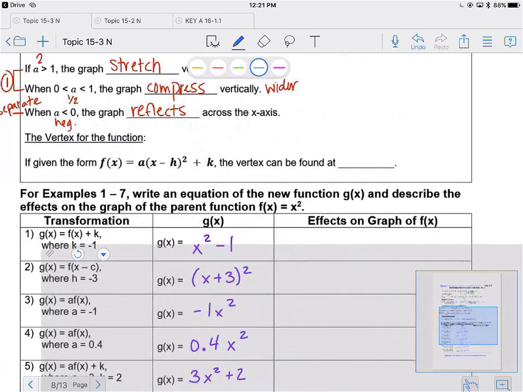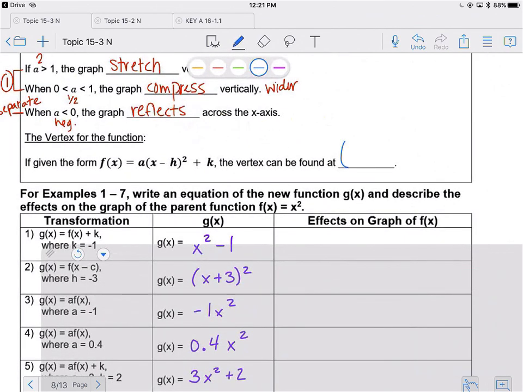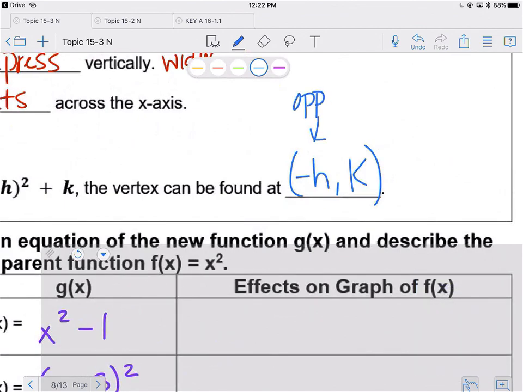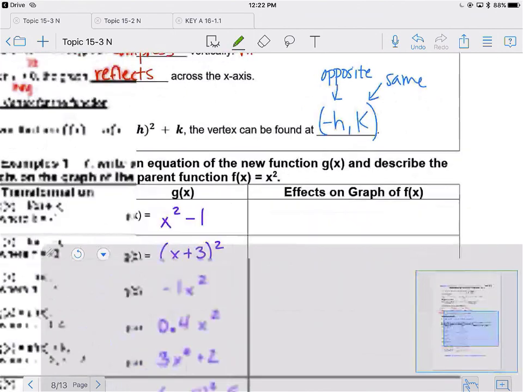Now I believe this part is already listed for you. If given this form, the vertex can be found at whatever the opposite of H is and K. So H is always the opposite sign of what we see, and K is the same as what we see.